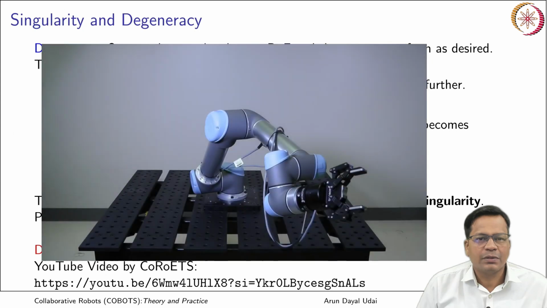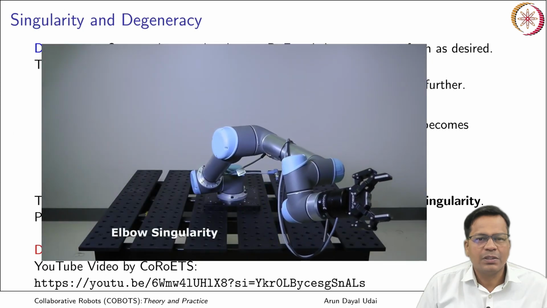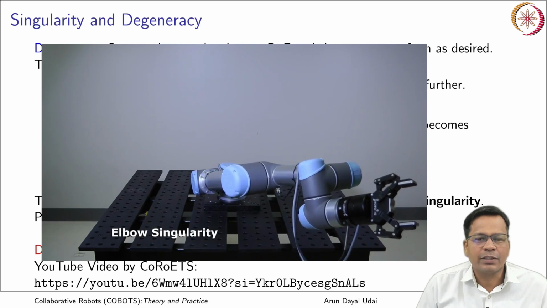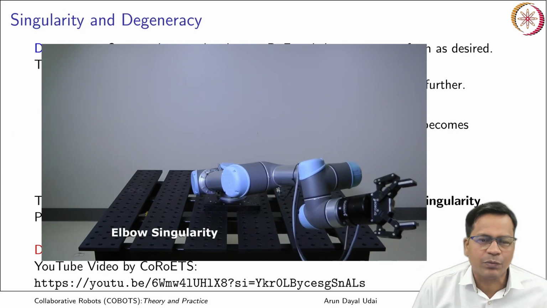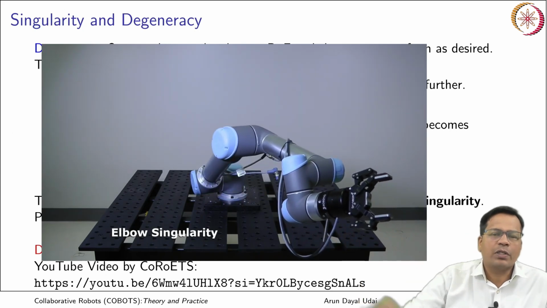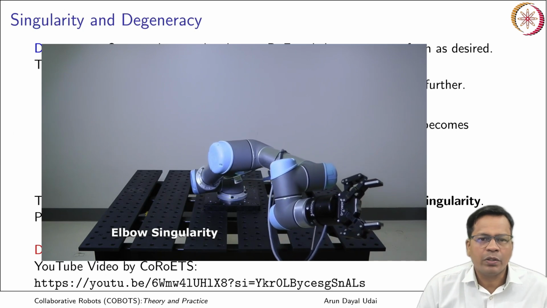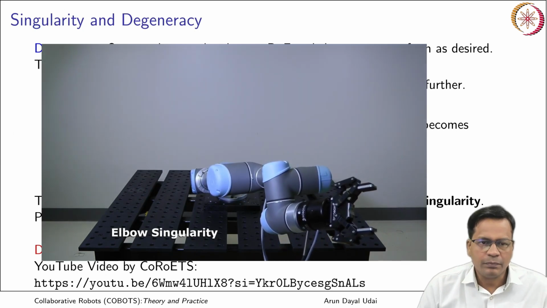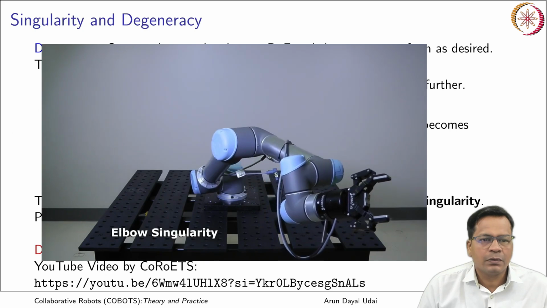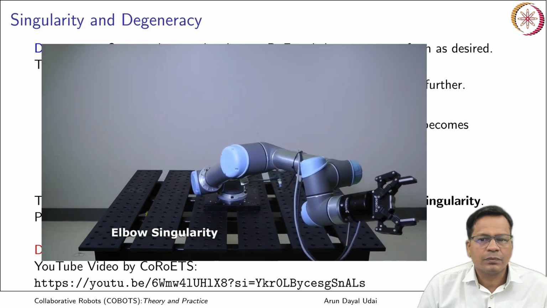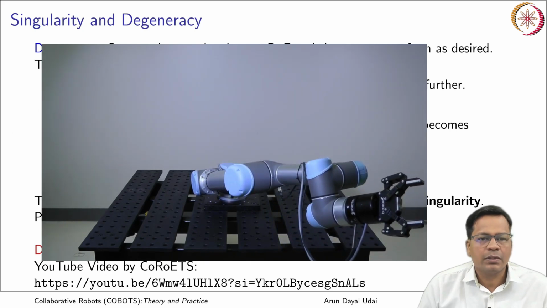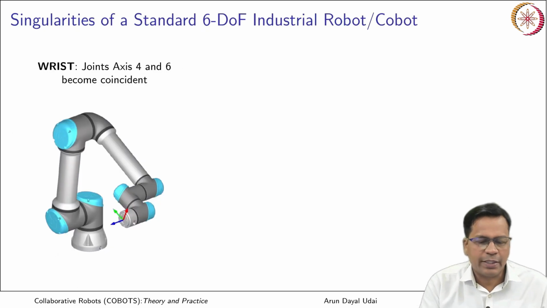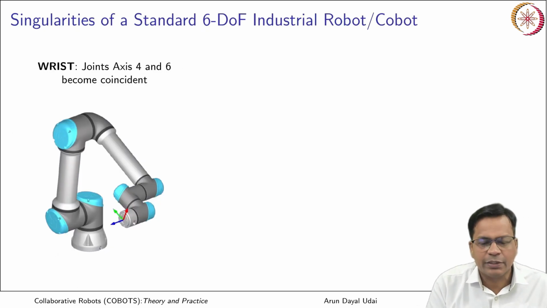Got it? This is elbow singularity. It is in case of fully extended condition mostly. That is, robot reached to its boundary. Got it? So, these were the cases, singularity of a standard 6DOF industrial robot or a cobot.